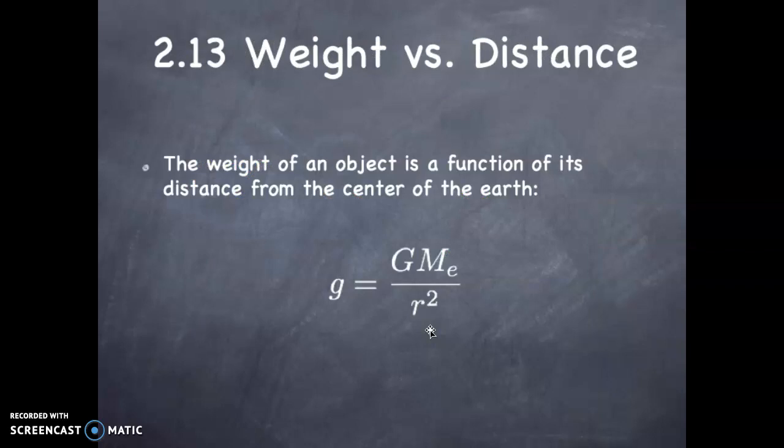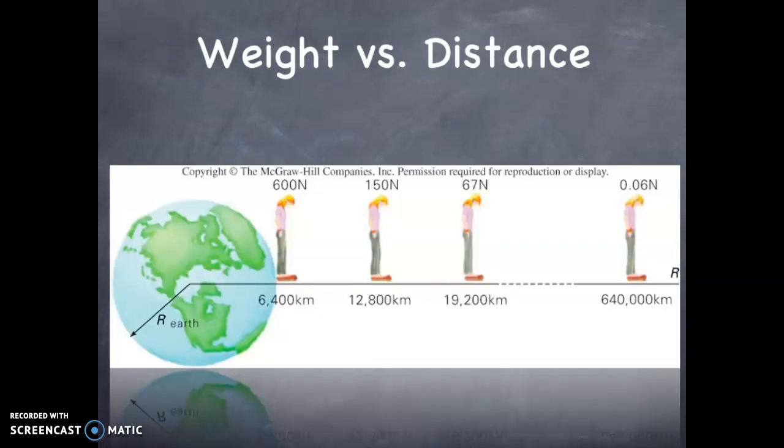Now, if you know the value of G, which we do, you can use that in order to calculate the mass of the Earth, and that will be shown in the next slide. Well, first we show you that as you move farther and farther from the center of the Earth, here you're about 6,400 kilometers from the center of the Earth. Your weight is about 600 newtons. As you move farther and farther out, your weight gets smaller and smaller, but it doesn't go to zero. It never goes to zero.